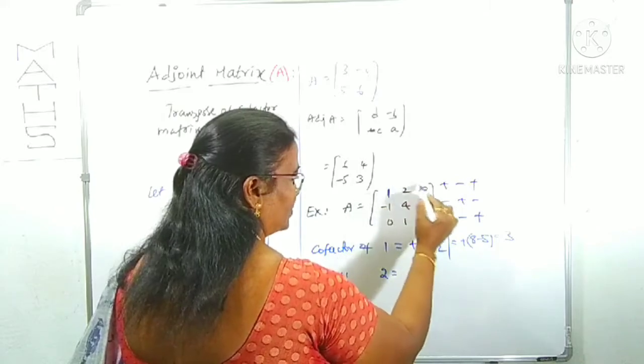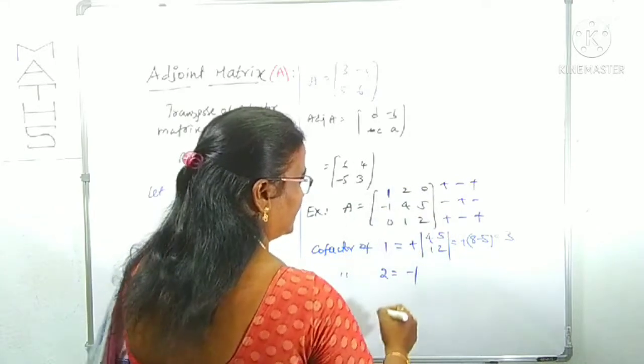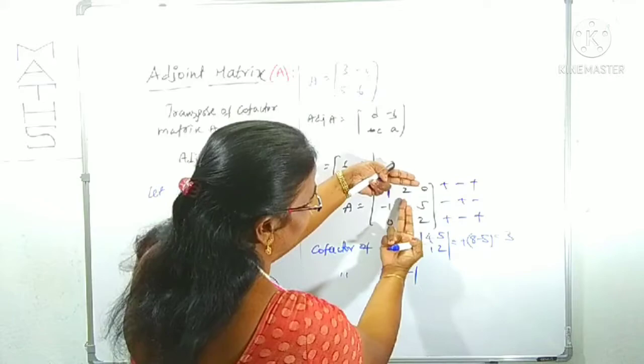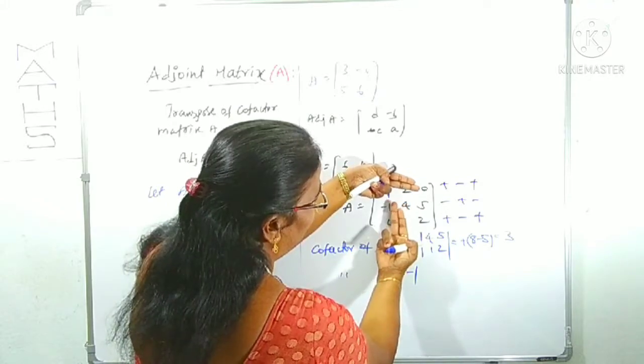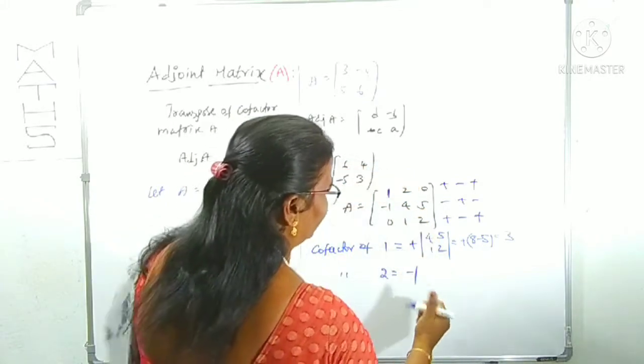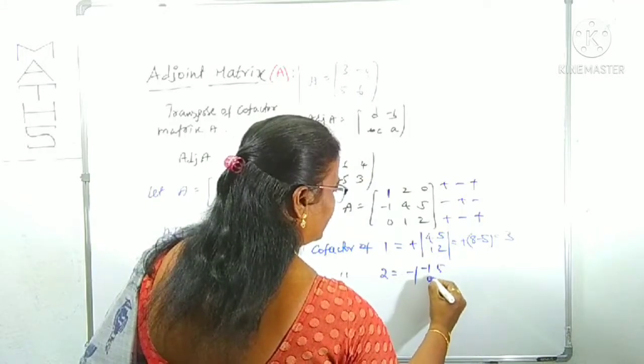Second column and first row, with a minus sign. First row on the second column. After closing these, what are left over? -1, 5, 0, 2 left over.